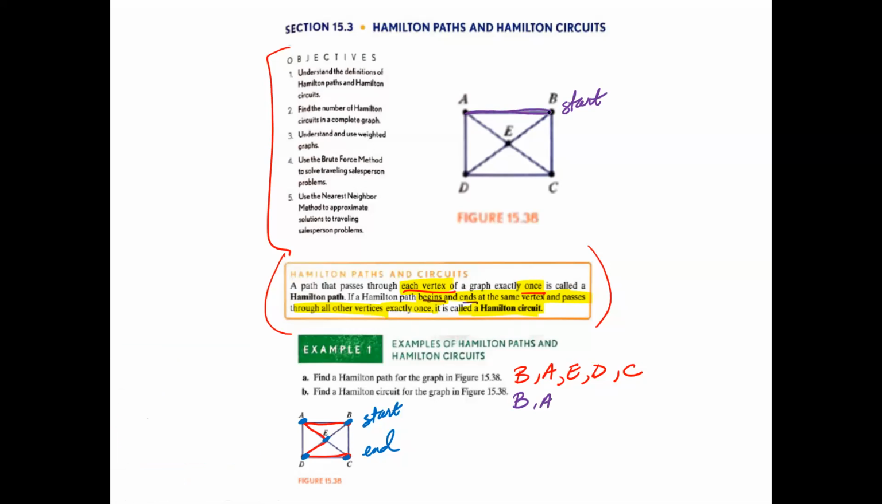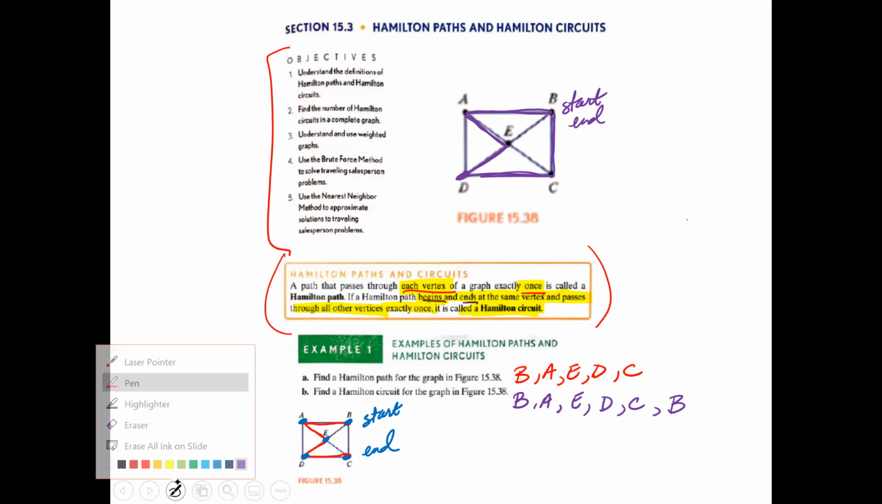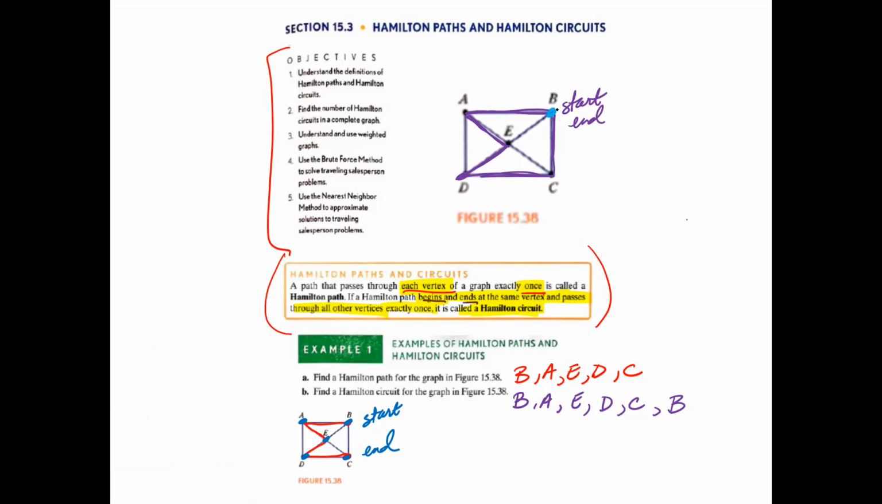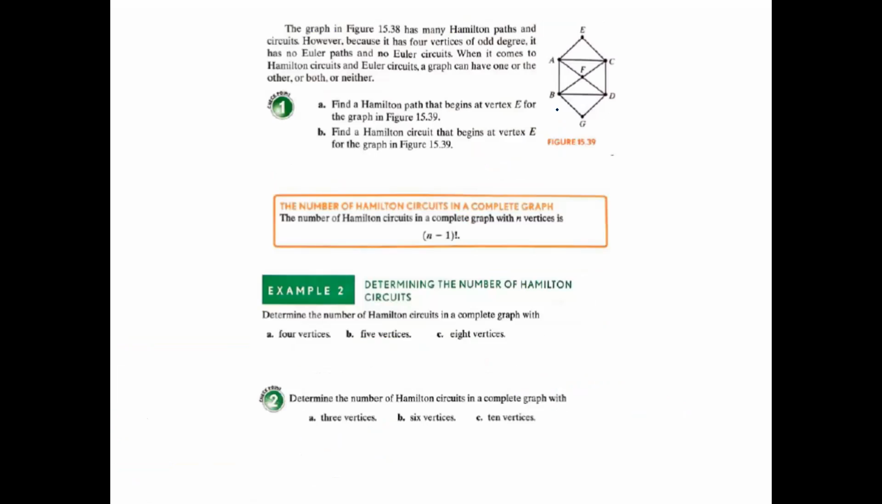So B to A, to E, to D, D to C, and then C back to B. And so as you can see, we started at point B and we also ended at point B. Go ahead and read the next part right here.